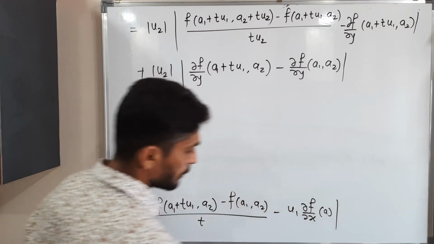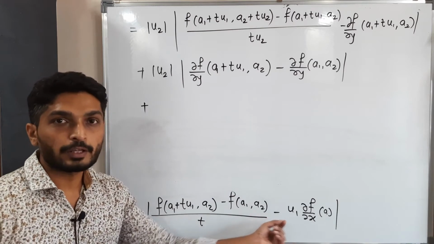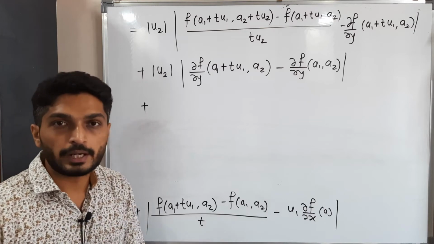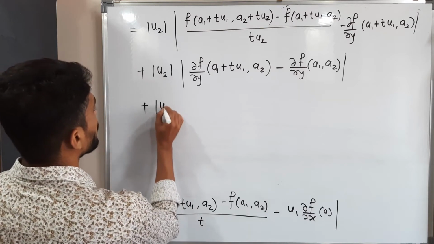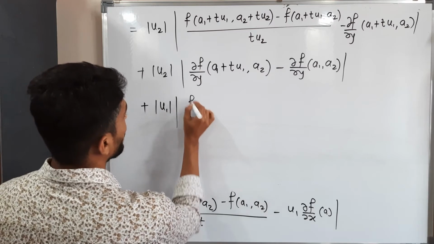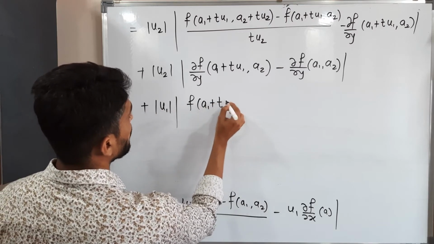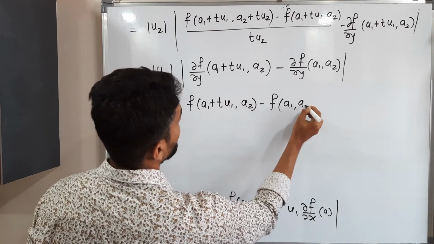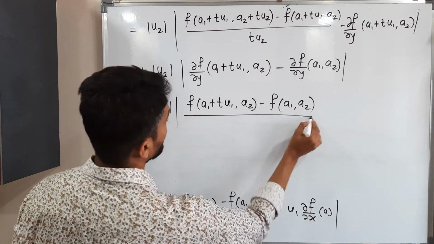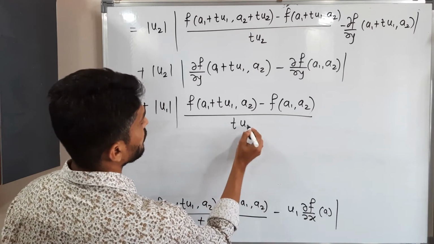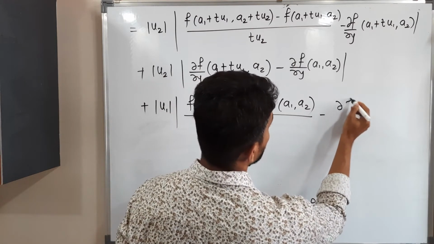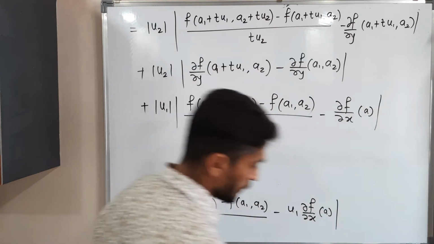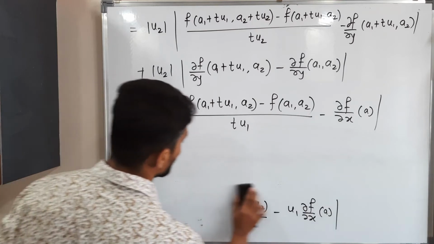So let us continue. Okay, for the last term I'm going to take u1 common, but we cannot take u1 common from the first term, so we should write it in the denominator. So mod u1, I should write f of (a1 plus tu1, a2) minus f of (a1, a2), right, divided by tu1, minus del f by del x of a. Okay, see, let me remove this step also.